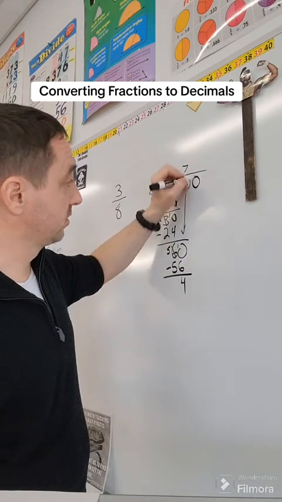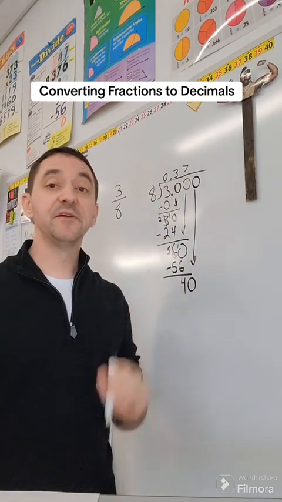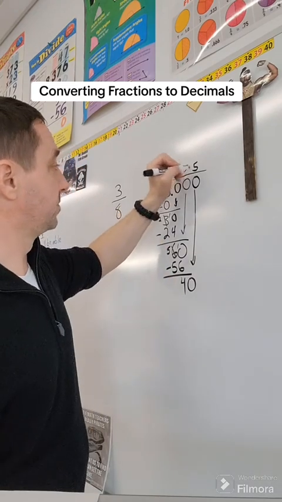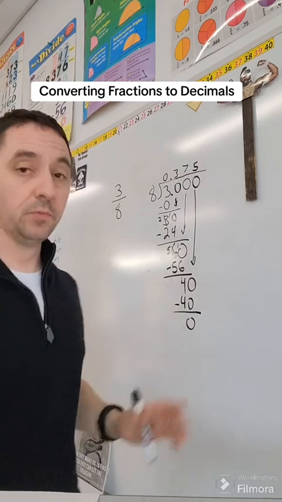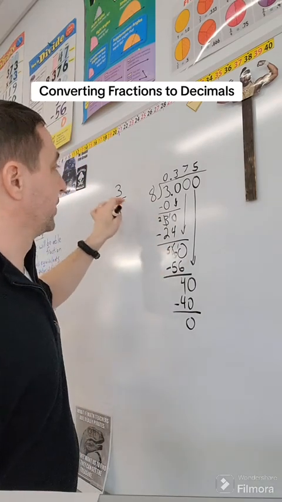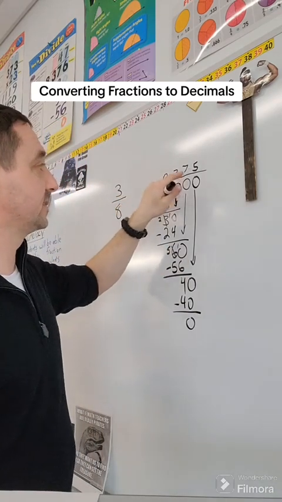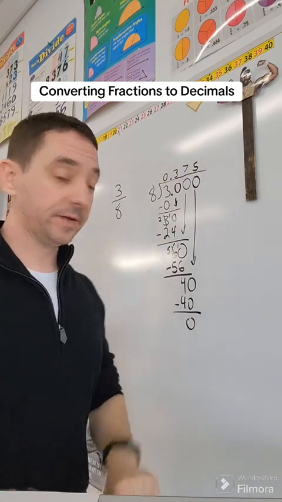Take another one of those zeros. Bring it down. 8 goes into 40 5 times. Put my 5 up top. 5 times 8 is 40. I subtract it. Boom, done. I got 0. I don't need to bring down anything else. I look back up here, and now I know that 3/8 is equal to 375 thousandths. Wow, not so bad, right?